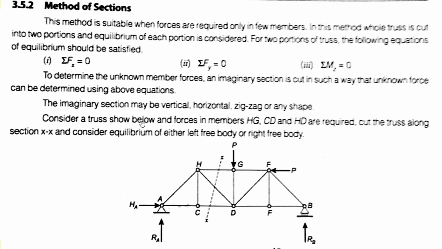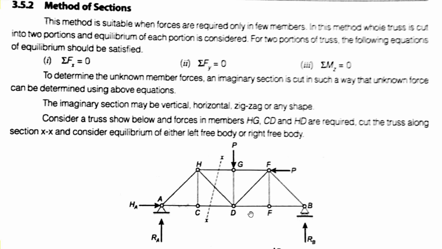Now consider a truss shown below, and forces in members HG, CD, and HD are required. So we need to calculate the member forces in HG, HD, and CD. Now cut the truss along section XX and consider equilibrium of either the left free body or the right free body. So we cut here by considering all these members in which the forces are required.